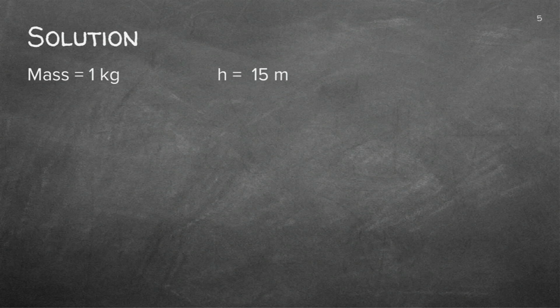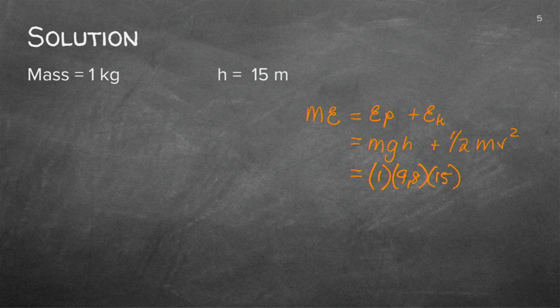Let's see what we have. I need to calculate the mechanical energy. Mechanical energy, as we said, is EP plus EK, the potential plus the kinetic energy. It is mgh plus a half mv squared. So what do we have? We've got the mass, it's 1. We've got the g, it's 9.8. And we do have the height. We know at 15 meters, the velocity was 0, so this whole value will be 0. That will give me an answer of 147 joule.